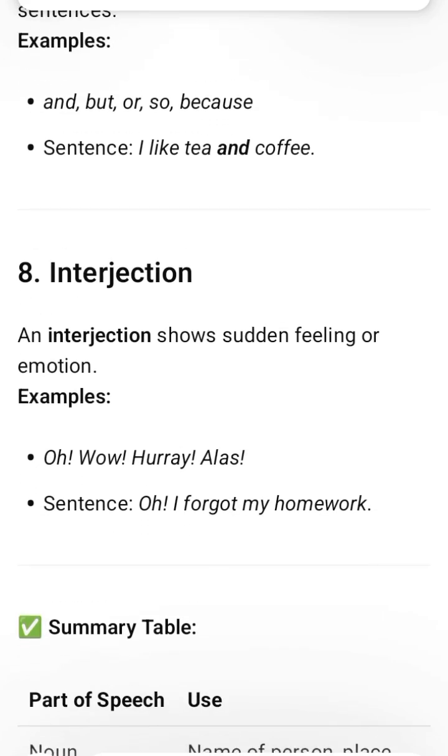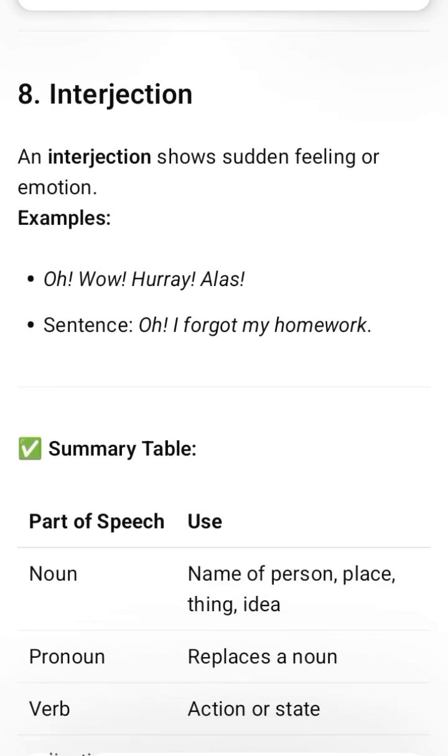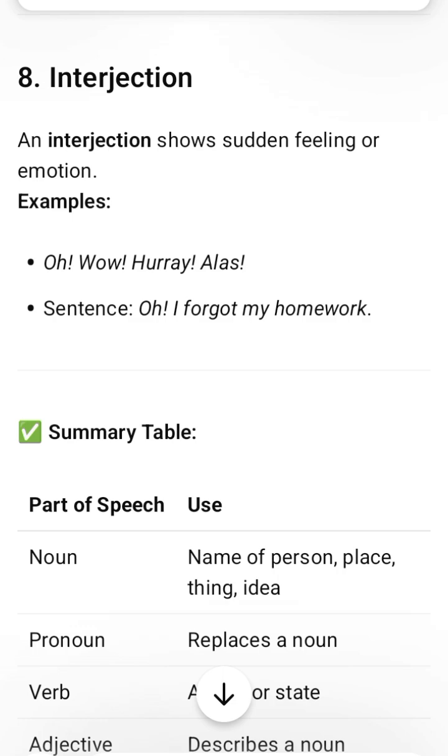8. Interjection. An interjection shows sudden feeling or emotion. Examples: oh, wow, hooray, Allah. Sentence: Oh, I forgot my homework.